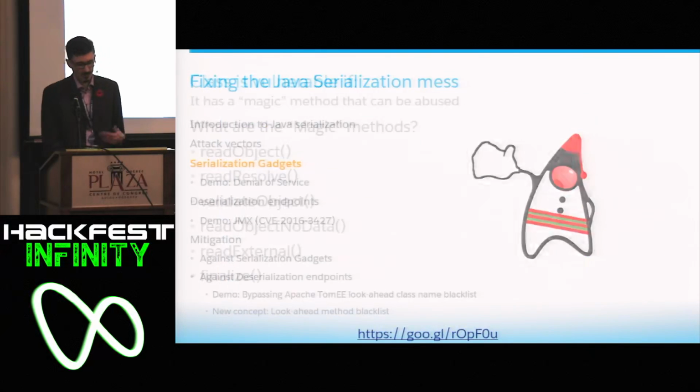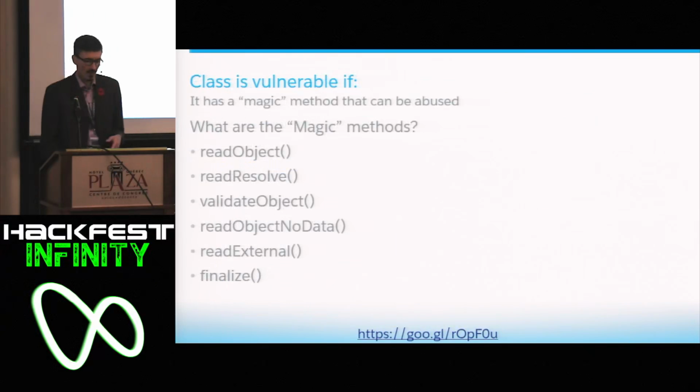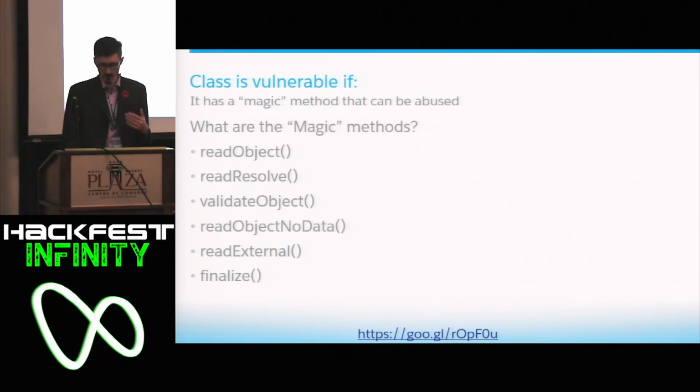So now let's talk about the gadgets themselves. That's our number two target we had before. A class is vulnerable if it has one or more magic methods, right? And so what are they? I talked about readObject, but there are more. We have readResolve, validateObject, readObjectNoData, readExternal, and finalize.